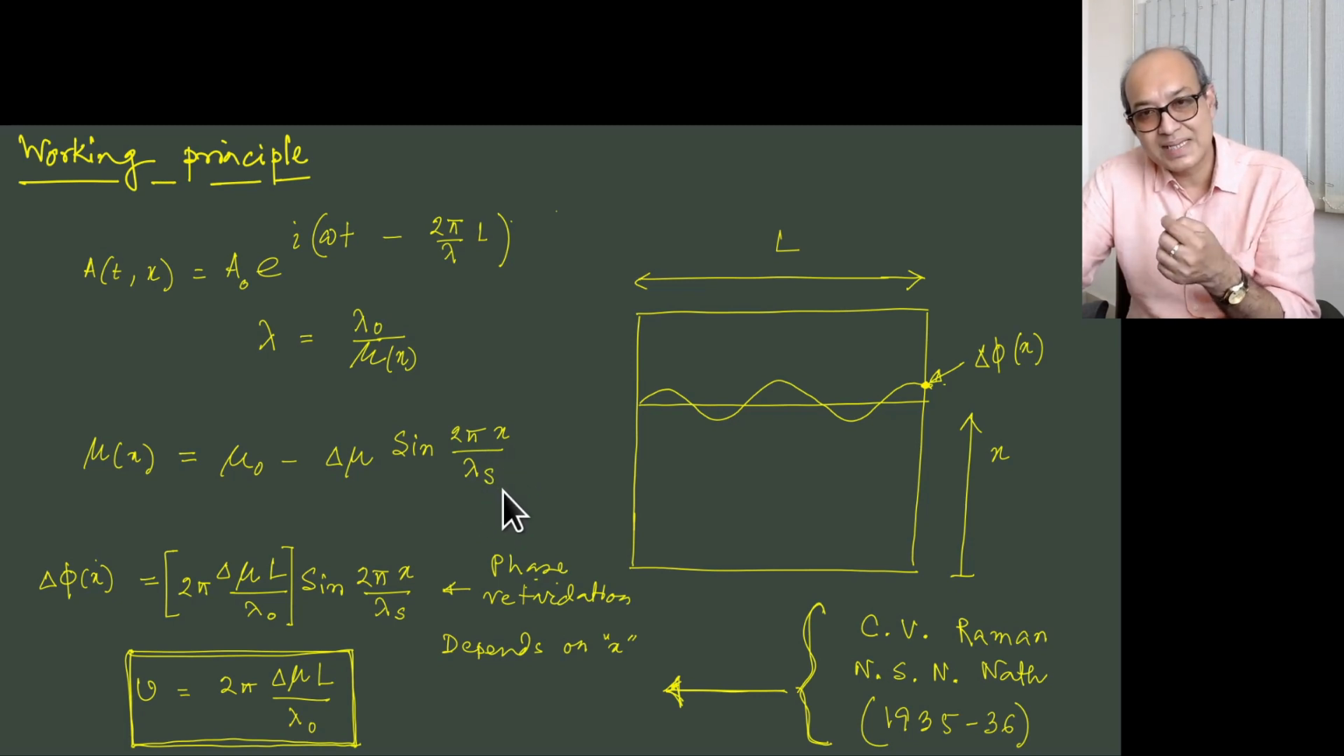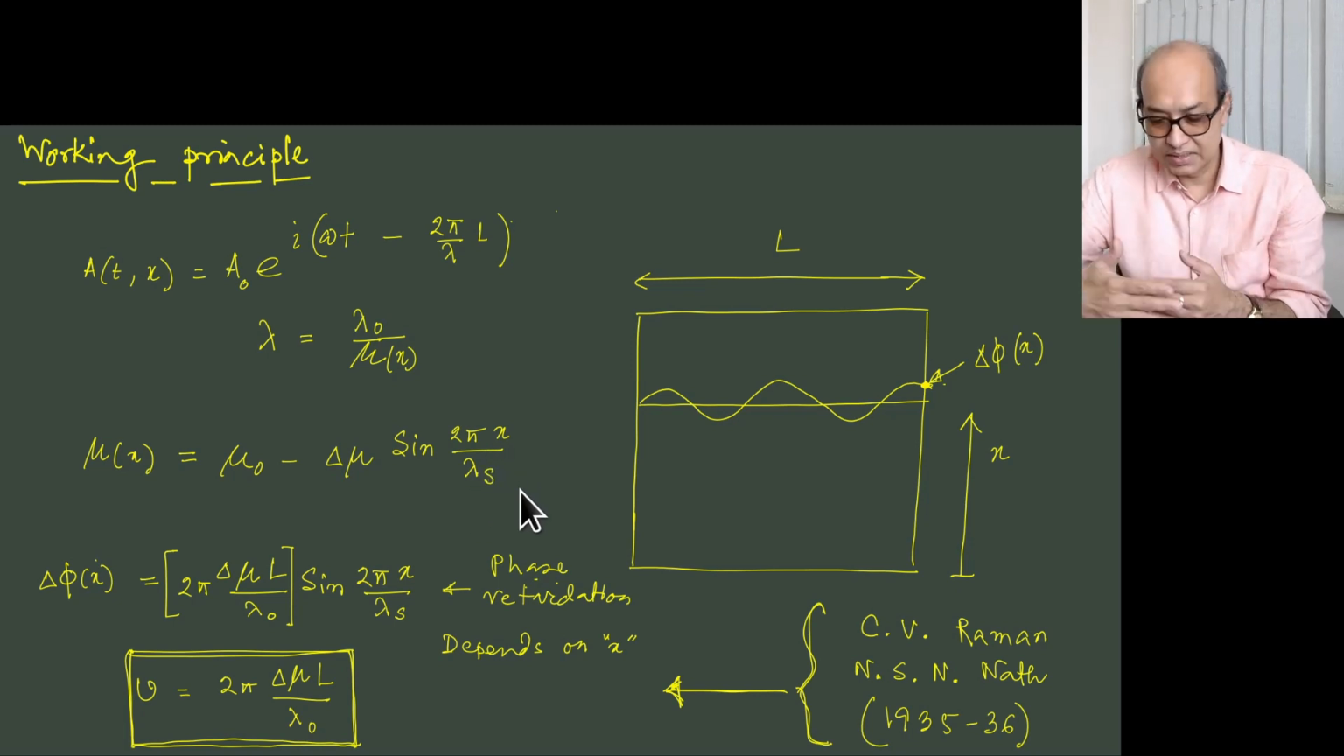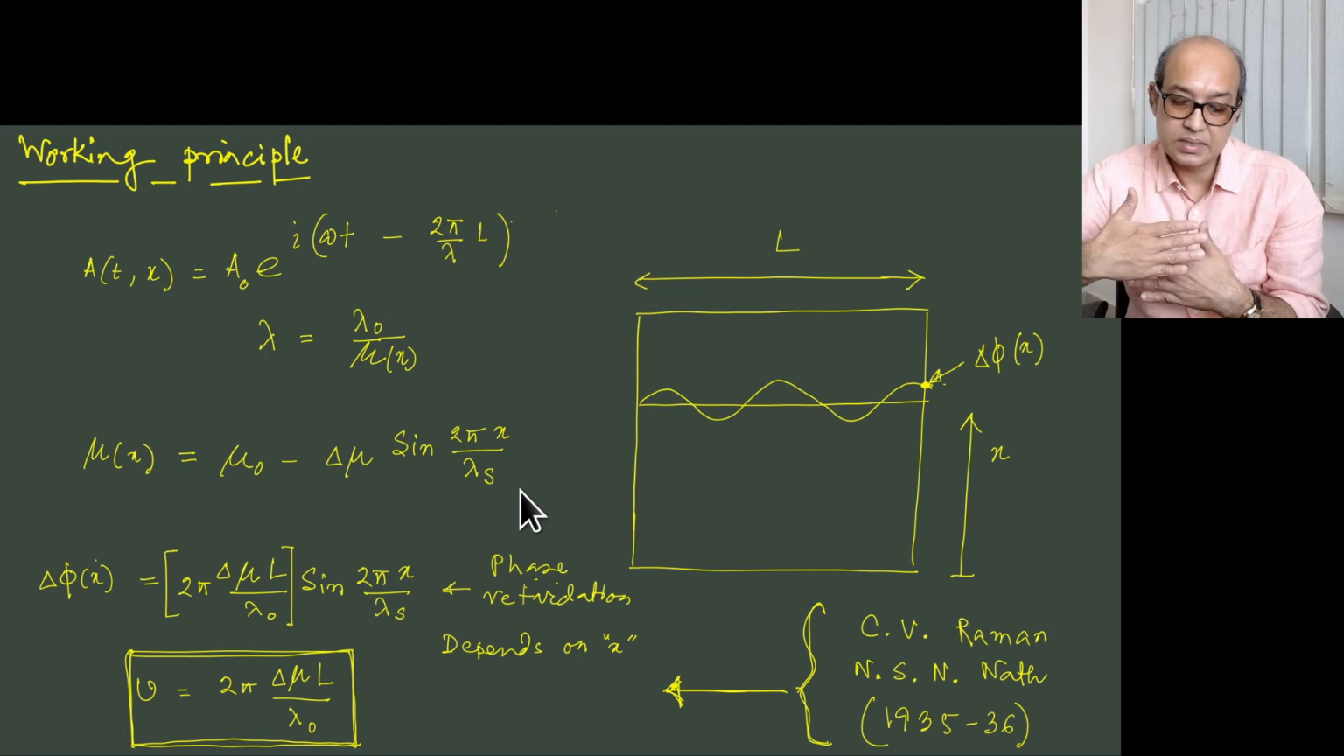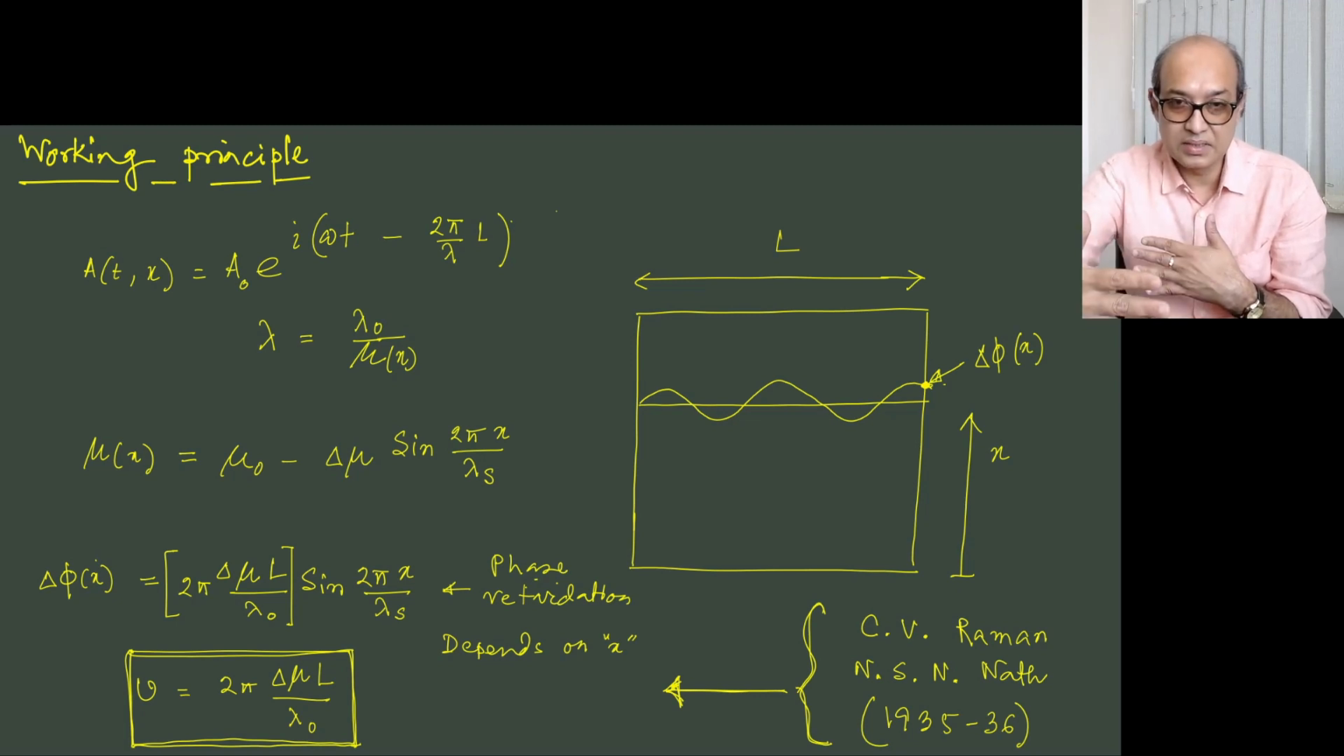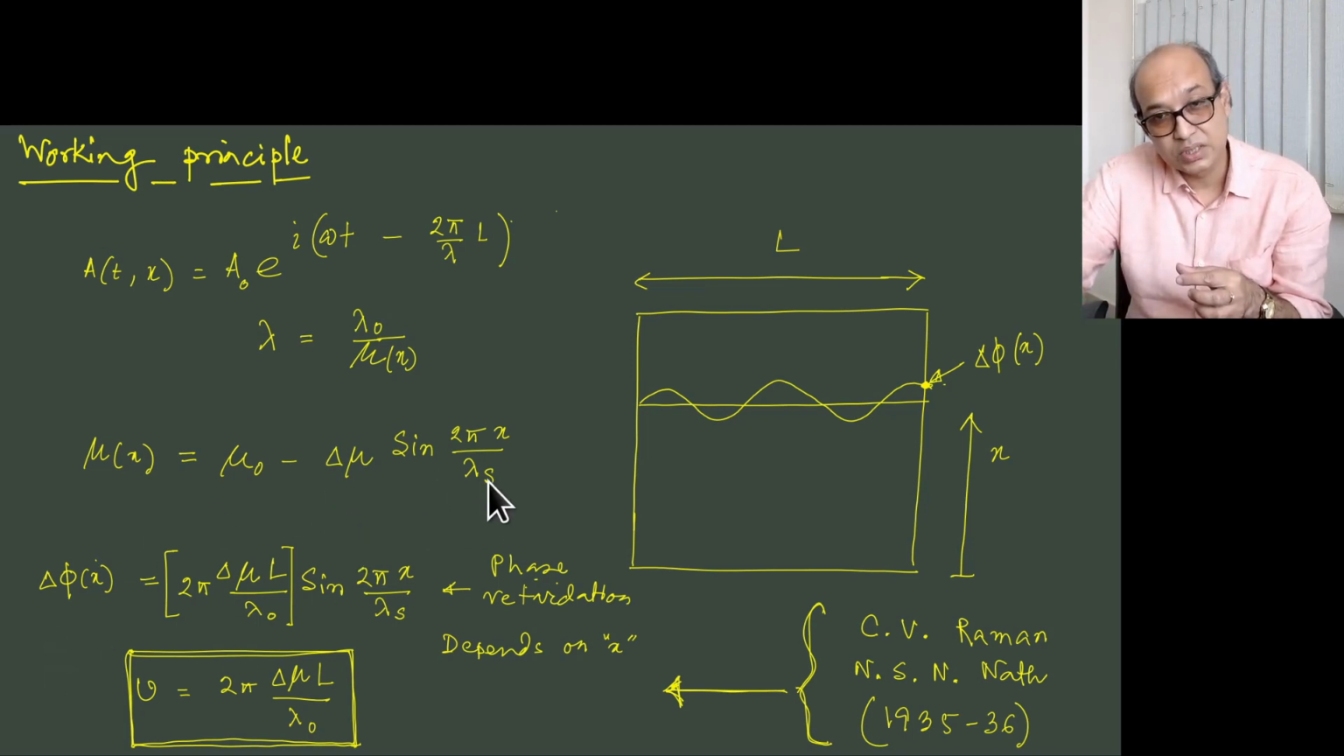Now this lambda s is essentially the wavelength of the ultrasound. So the ultrasound creates a set of standing waves. It creates a standing wave inside the rectangular box, and the periodicity depends on the wavelength of the ultrasound. So the refractive index is now a function of the wavelength of the ultrasound.